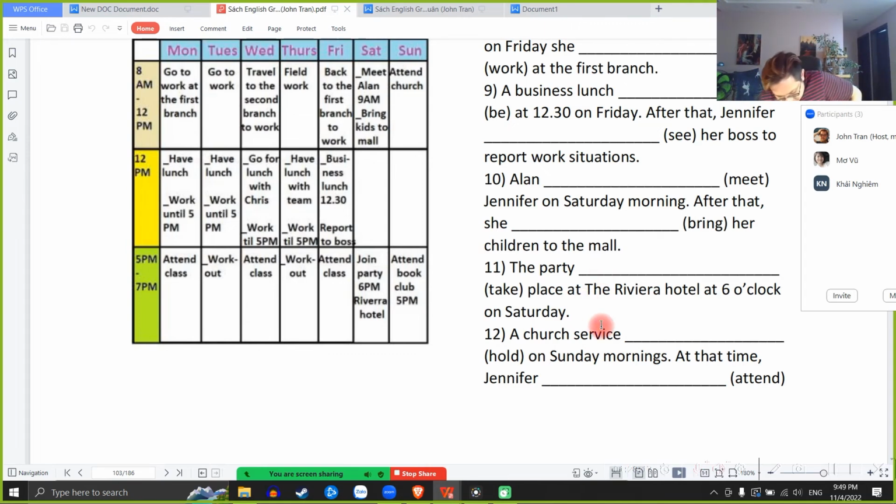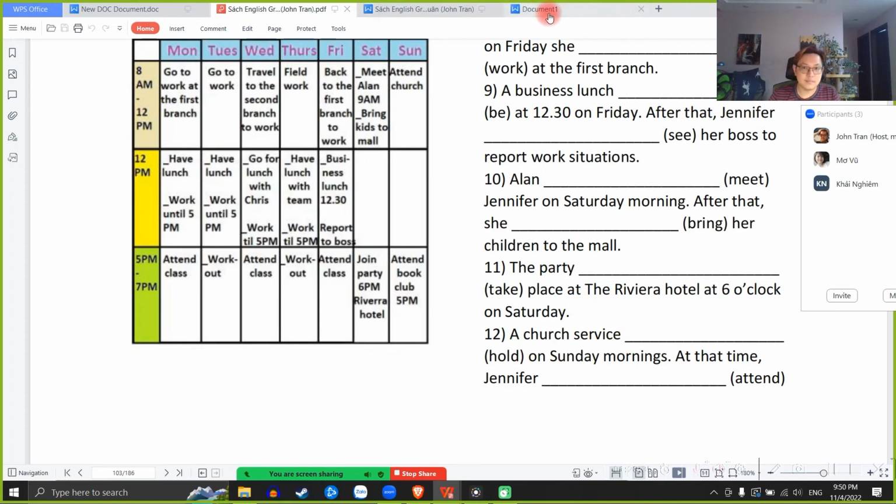Number 12. A church service, một cái dịch vụ mà trong nhà thờ á. It's basically this one, the church service has to be held. Dịch vụ trong nhà thờ thì phải được thực hiện. So it's a passive meaning.